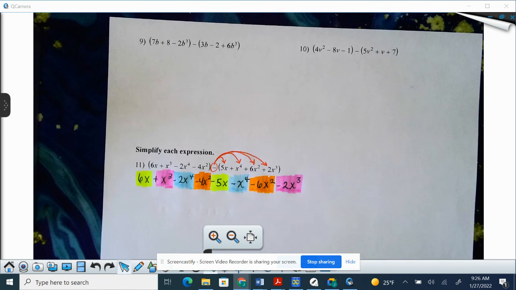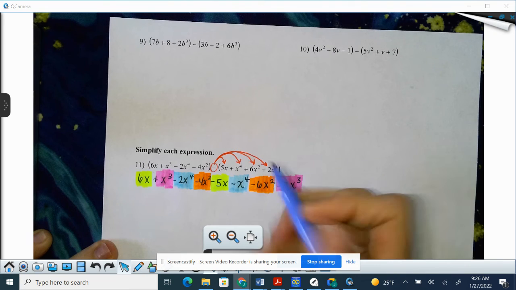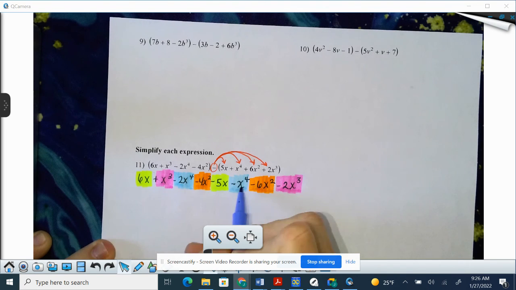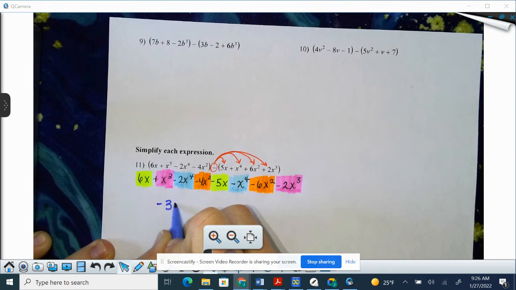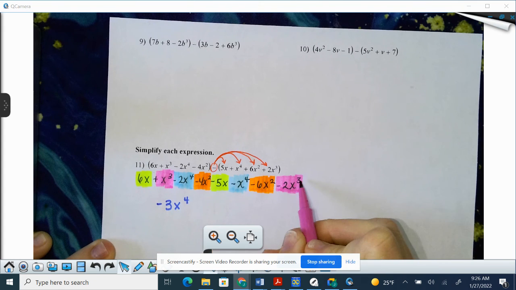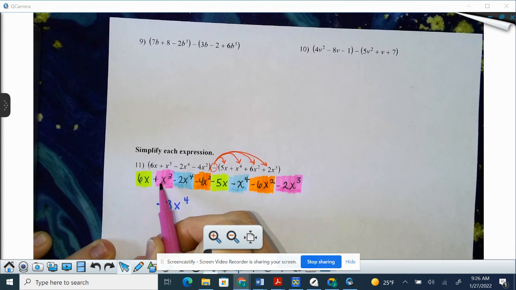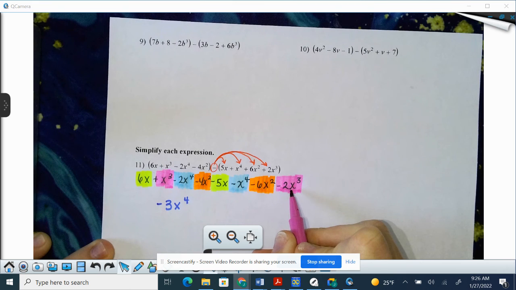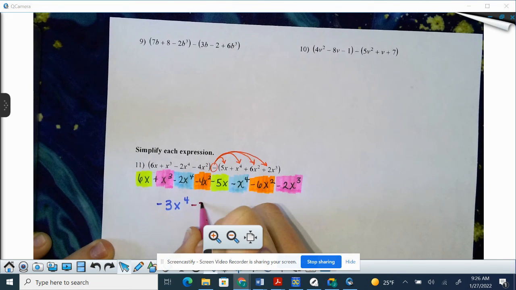All right, so we're going to clean up. My highest exponent is going to be x to the 4th. So I owe 2 and I owe 1. So that's -3x to the 4th. Our next exponent is x to the 3rd. So x to the 3rd, -2x to the 3rd. I have 1, I lost 2. So -x to the 3rd.